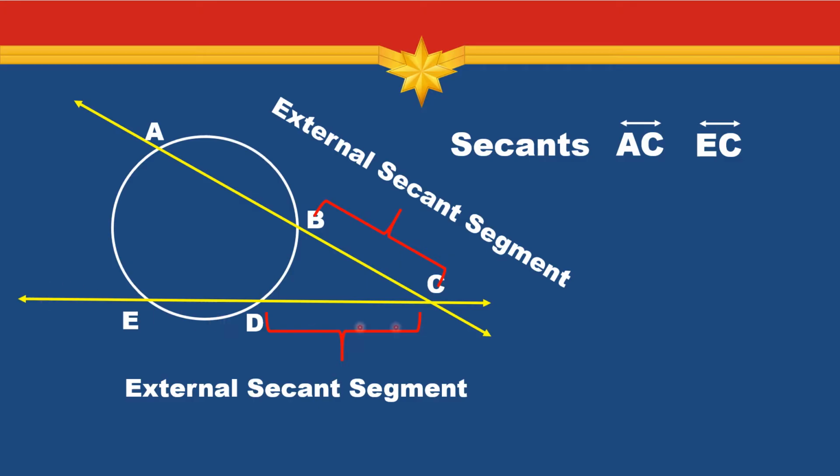Again, you just look at what our secant is, and then the part that is outside the circle is what we call the external secant segment. Therefore, our 2 external secant segments here are segment BC, this one, a segment, not a line, and then segment DC, this one. Did you get it? Very good.